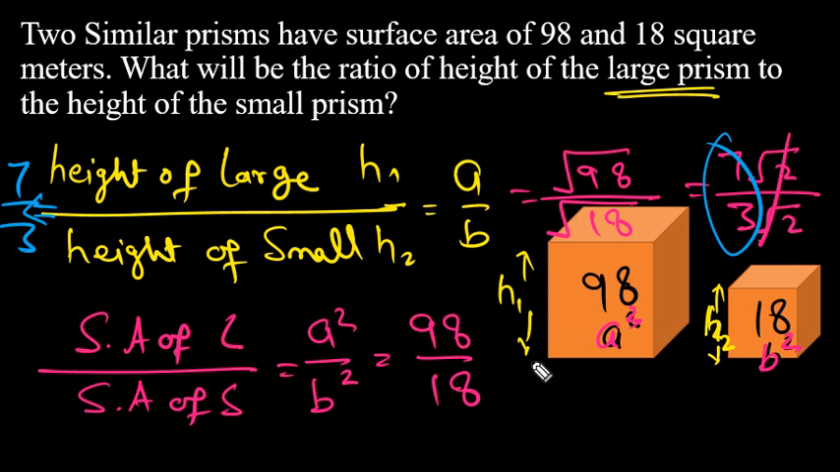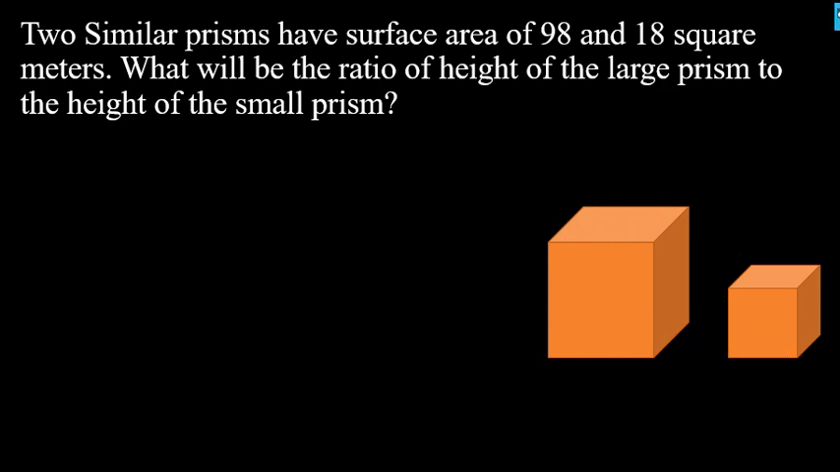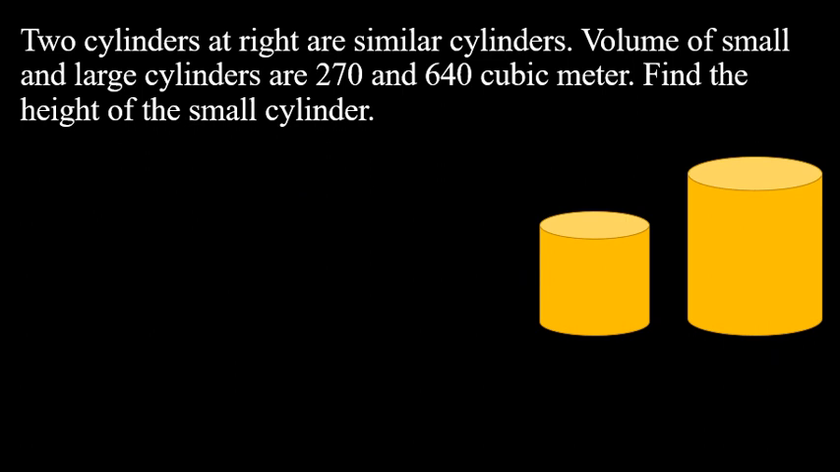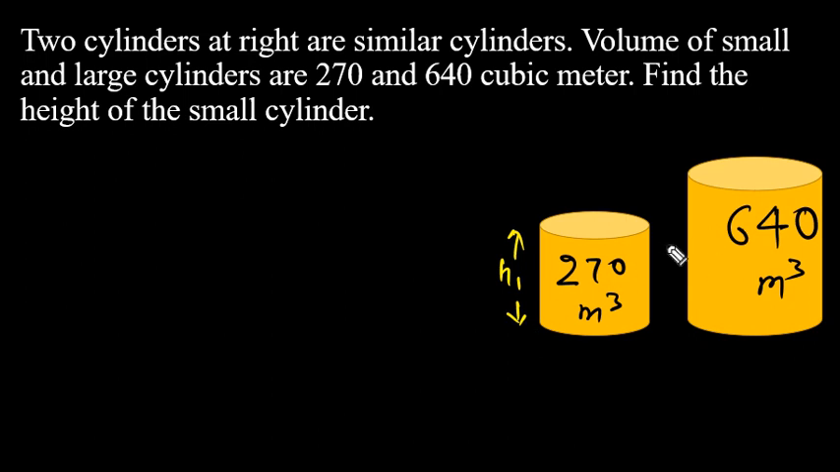Okay. Now let's try to solve one more question, and that will be the end of this video. In this one you have volume of small and large cylinders as 270 and 640 cubic meters. So this is 270 cubic meters and this is 640 cubic meters. Find the height of the small cylinder. So if I say this is the height of a small cylinder and this is the height of the large cylinder, don't get confused if you are giving this h1 and this h2, so accordingly you can write.